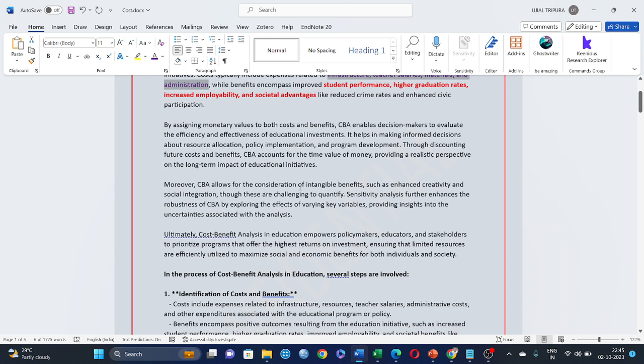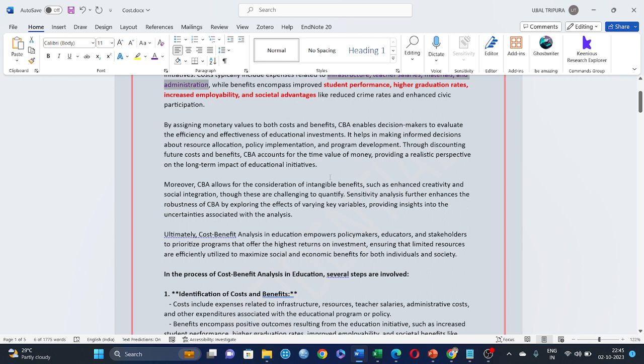Moreover, CBA considers intangible benefits, which are not tangible or immediate. Education enhances creativity and social integration among people, and the crime rate will be very low. These are challenging to quantify. We cannot quantify it, but we can qualify it. We can see those things.